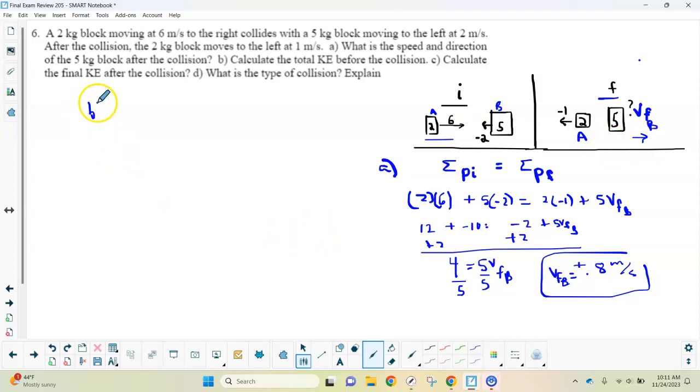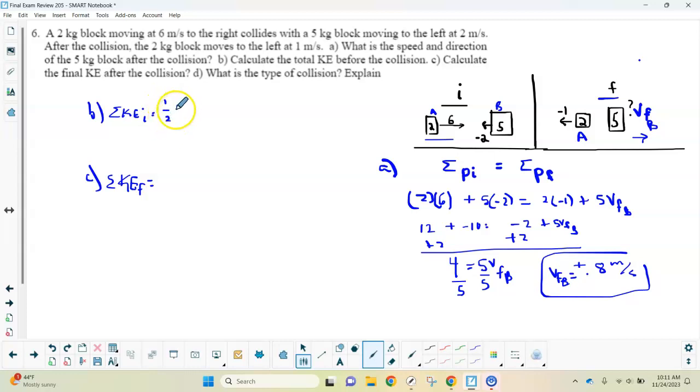For part B, we're going to find the total kinetic energy before the collision. So I'm going to add up all the kinetic energies of all the pieces before, its initial. And for part C, we're going to do the same thing, but it's after the collision. So it would be KE final or K final. So we're going to do the kinetic energy equation, which is 1/2 mv squared for each piece.